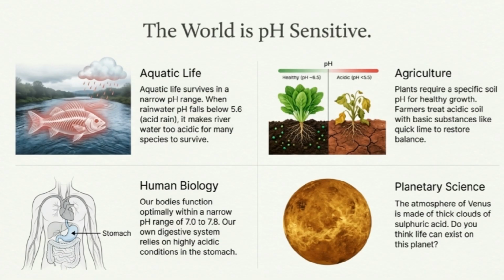The world is highly pH sensitive. Aquatic life thrives in a narrow pH range, threatened by acid rain. Agriculture requires specific soil pH for healthy growth. Human biology functions optimally within a narrow range, relying on acidic conditions in the stomach. Even planetary science, like the atmosphere of Venus, is pH dependent.